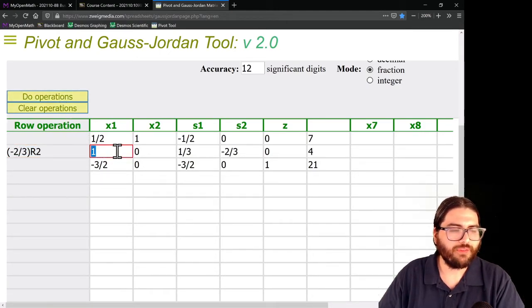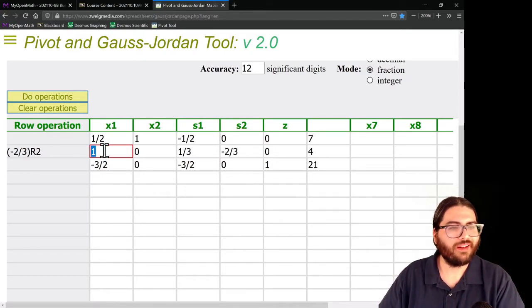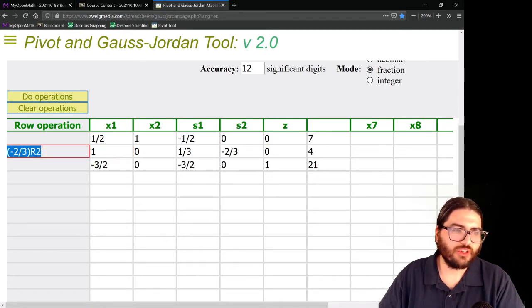Excellent. By the way, if I didn't get a 1 there, I would go back and click the undo button and then fix it, right? So don't think you have to correct for a mistake. Just undo and redo it.